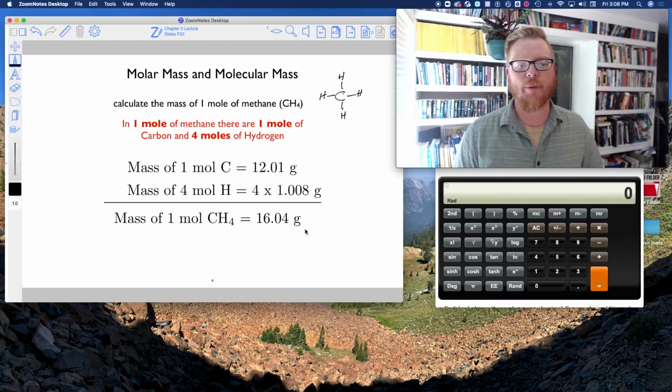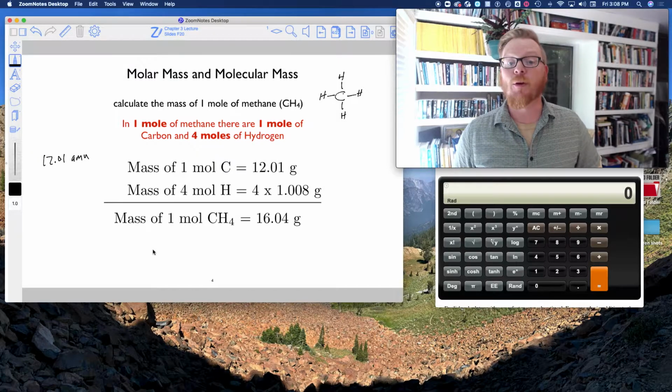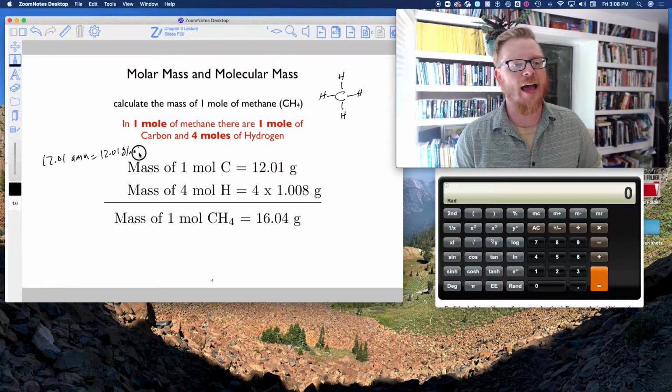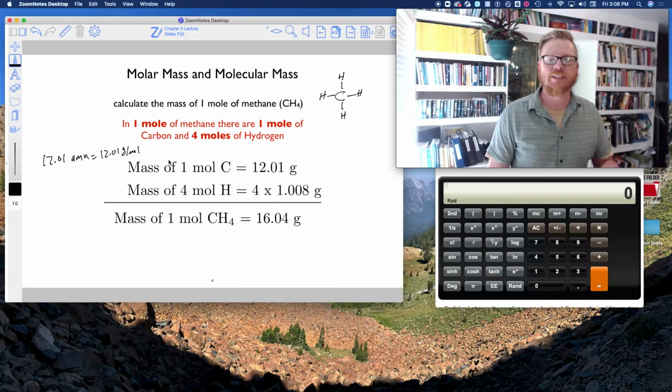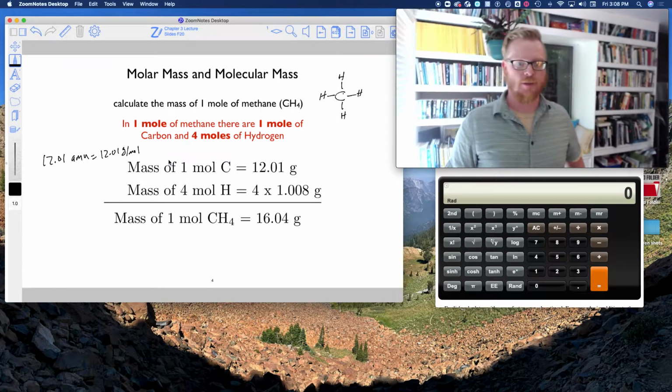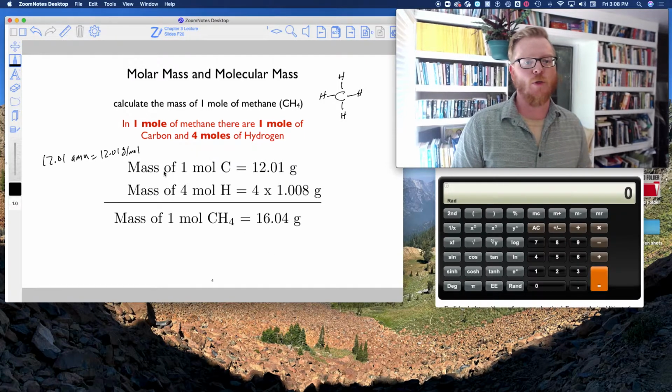Well, we would see from the periodic table that the mass of 1 mole of carbon is 12.01, right? The table tells us 12.01 AMU. But we recognize that's the same thing as 12.01 grams per mole. I know in the last slide, I was more precise. I used 12.011, but it's fine. 4 sig figs is totally fine for this. Okay? So the mass of 1 mole of carbon is 12.01 grams.